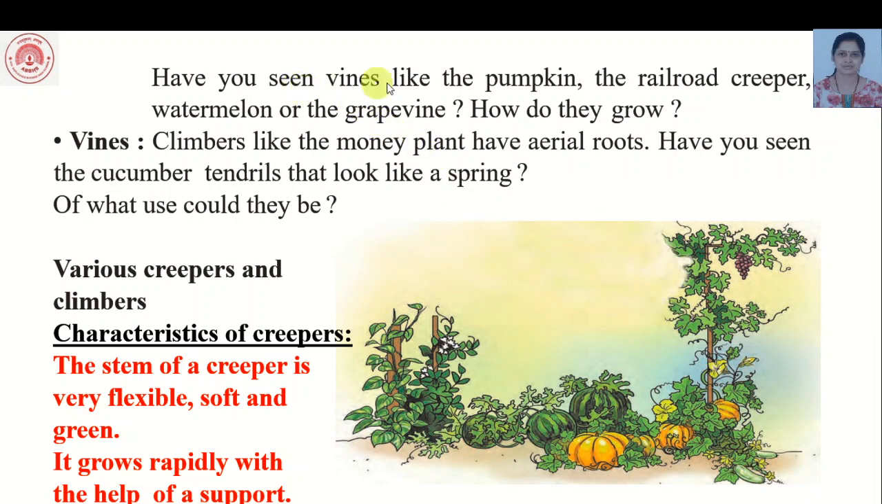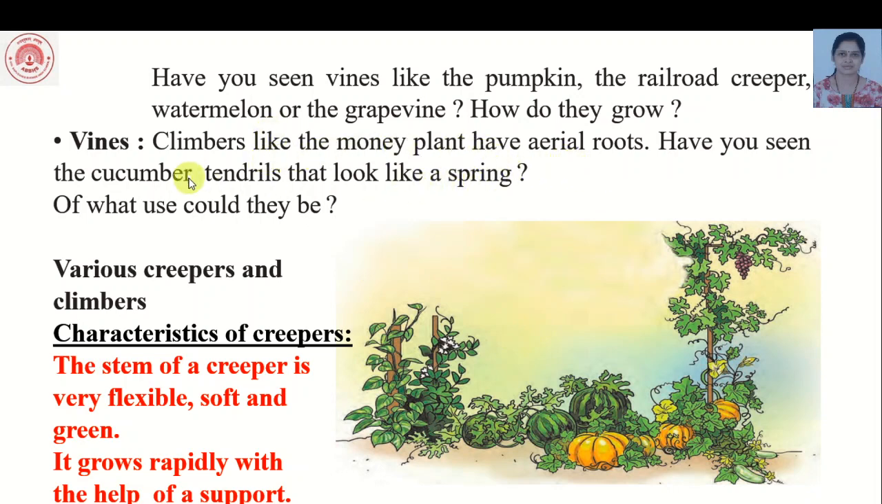Have you seen vines like pumpkin, the railroad creeper, watermelon or grapevine? How do they grow? Watermelon and pumpkin, then cucumber, spread on the ground because they are creepers. And grapevines are climbers, so they require vertical support. The railroad creeper grows on the ground. Climbers like money plant have aerial roots.